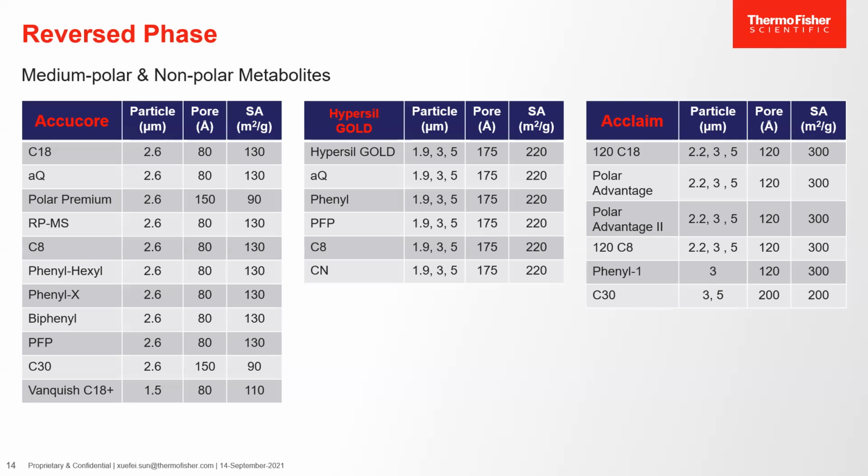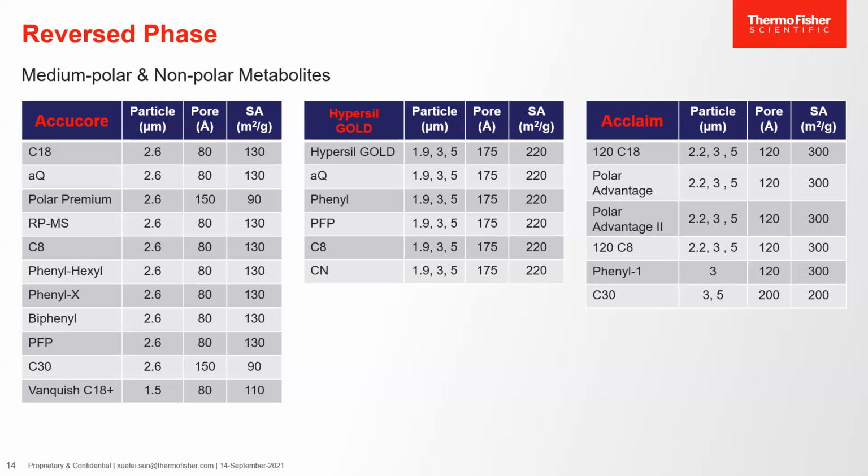We have our C8, phenylhexyl, phenyl X, biphenyl. We do only have one type of biphenyl in our families, and that is our AccuCore. We have our PFP, our C30, and again, we see that Vanquish C18 plus. Then we have our Hypersil Gold.